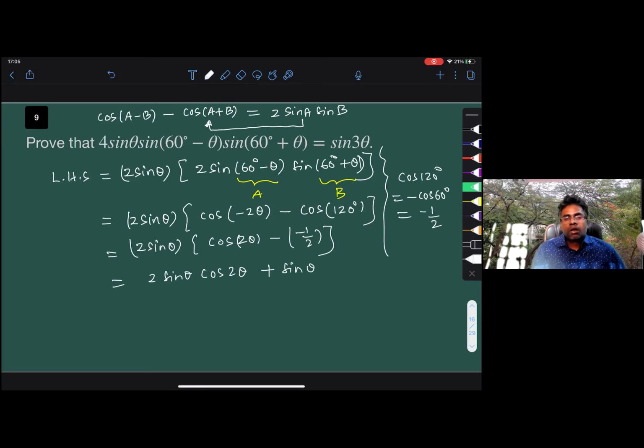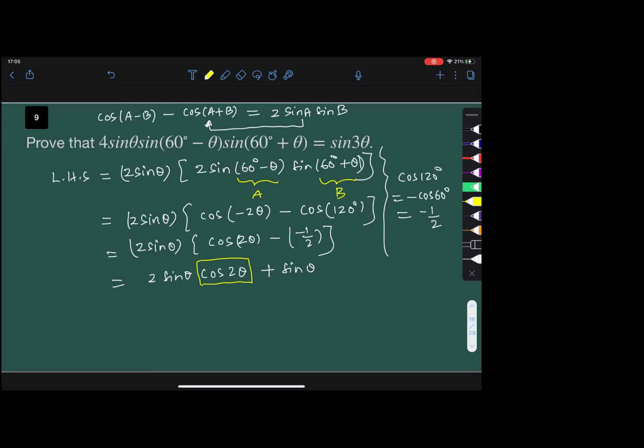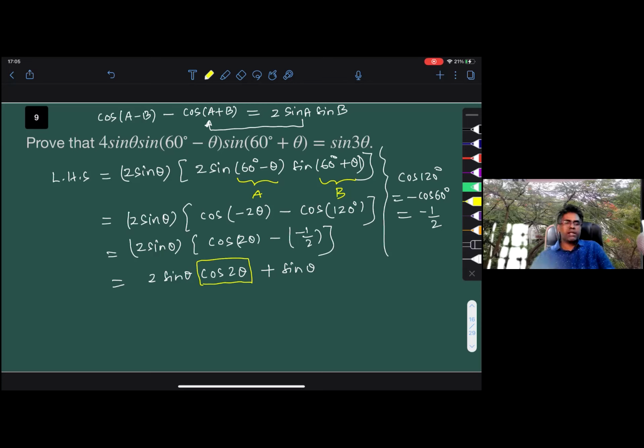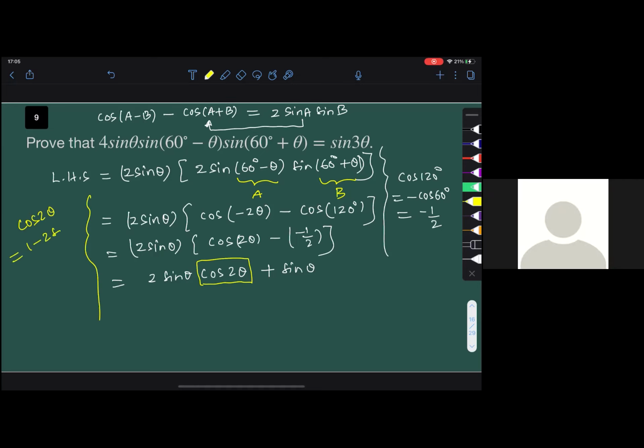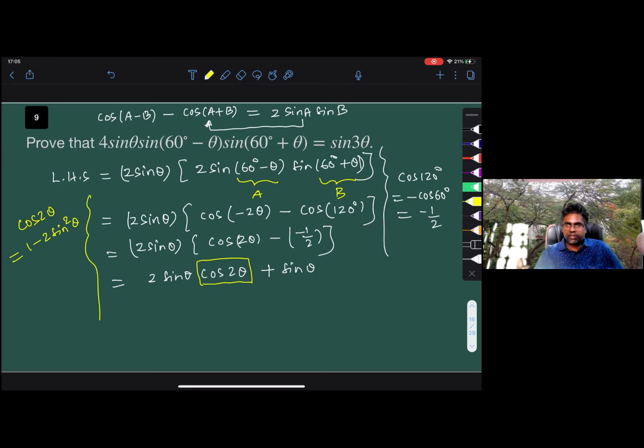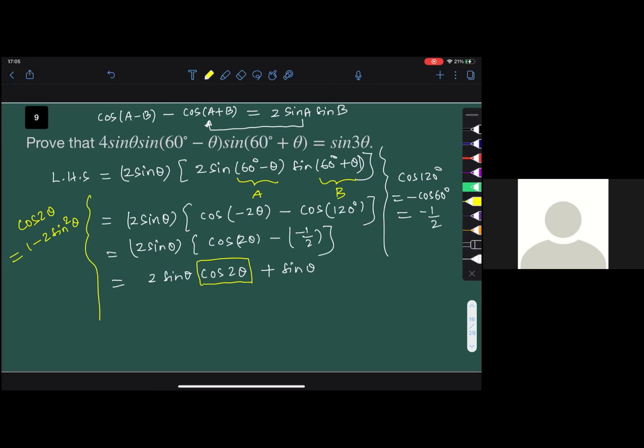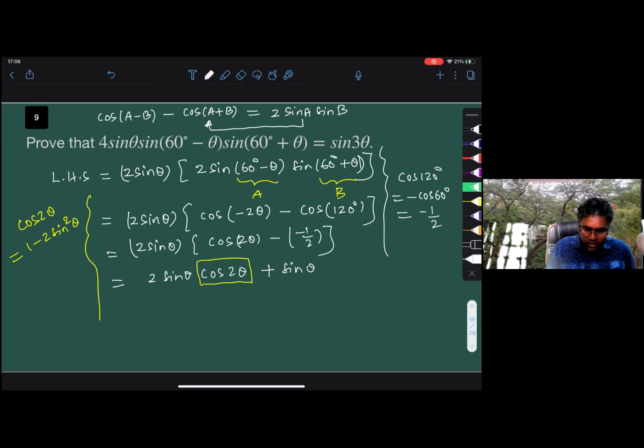Okay. Now another identity. So we have seen what cos 2 theta is, right? So what is cos 2 theta? Cos 2 theta can be written as cos square theta minus sin square theta. Or, because if you look at the right hand side, there is no cos, I can write cos 2 theta as 1 minus 2 sin square theta. You guys recall? 1 minus 2 sin square theta. It is as good as cos square theta minus sin square theta. So I will replace that here.